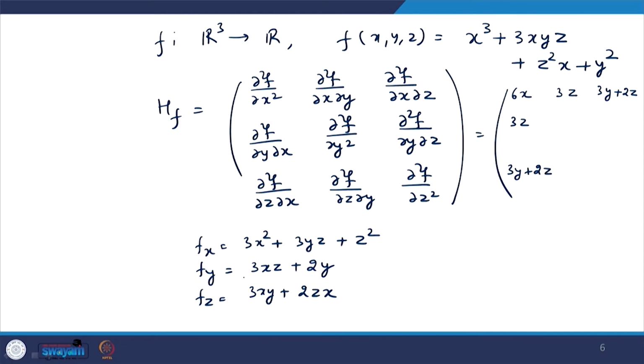Partial derivative of this with respect to y is 2, so 2 will come here, and del y del z, y with respect to z or z with respect to y. So, with respect to y this is 3 x. If you take this with respect to z, then it is also 3 x. So, 3 x will come here because the matrix is symmetric, and f z z is nothing but 2 x. So, this is the Hessian matrix of this f.